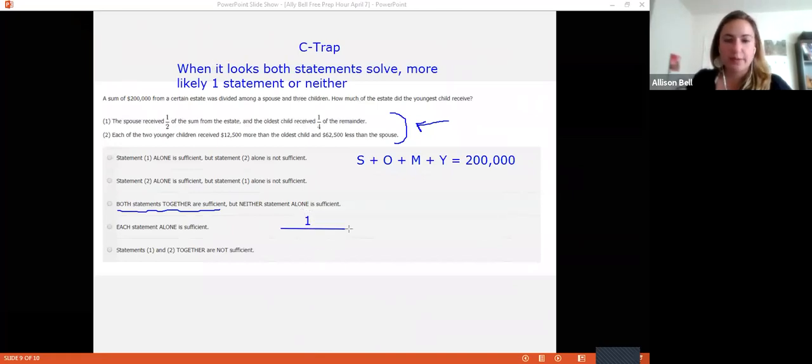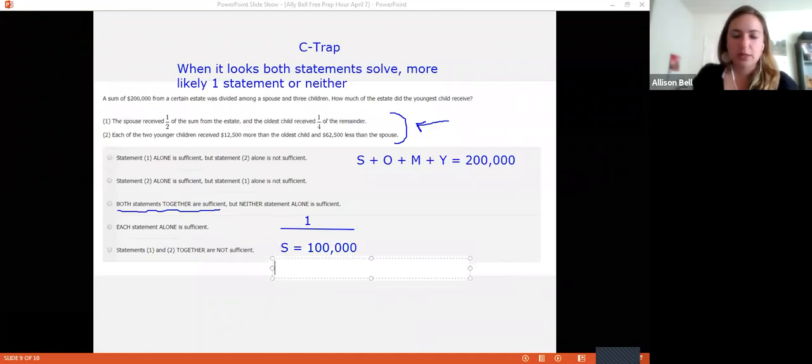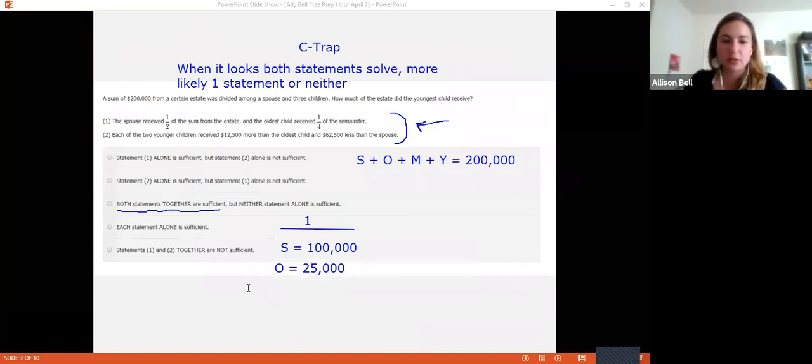So if we look at statement 1, we're given some information about the spouse. The spouse receives half of the sum, so we can just go ahead and calculate that. The spouse is going to receive $100,000. The oldest child receives a quarter of the remainder. So if the spouse got $100,000, there's $100,000 left. A quarter of that is going to be $25,000. Cool. So we know the spouse plus the oldest. That leaves the middle plus the youngest are going to get what's left, which is $75,000. Problem is, we don't know who's getting what out of that. So statement 1 is not sufficient.